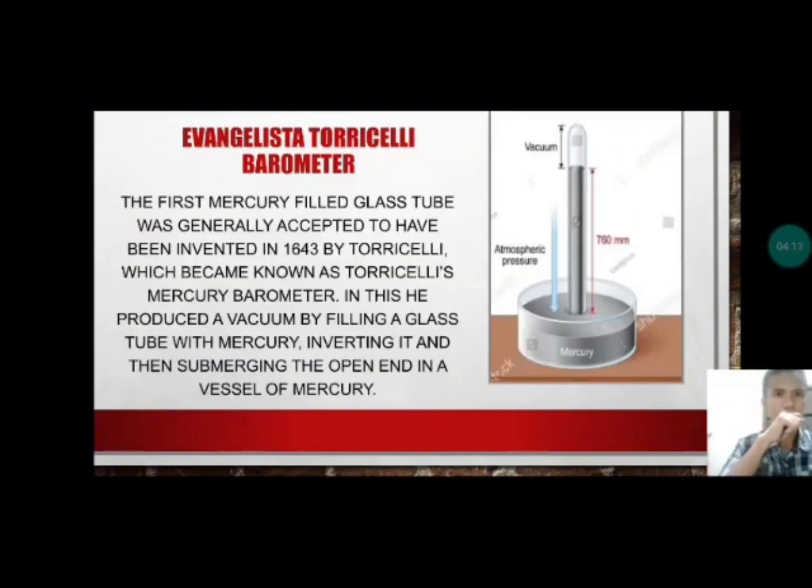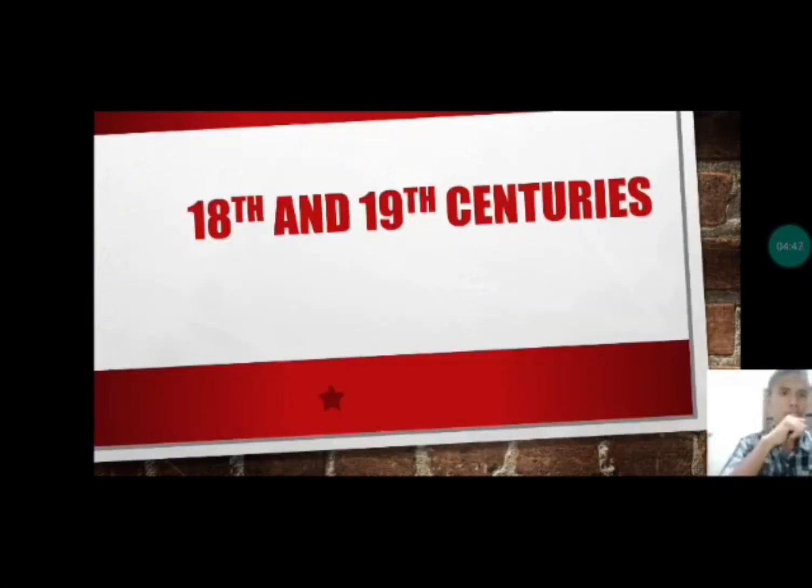This is an example of the Evangelista Torricelli barometer. The first mercury-filled glass tube was originally accepted to have been invented in 1643 by Torricelli, which became known as Torricelli's mercury barometer. In this, he produced a vacuum-filled glass tube with mercury, inverting it and then submerging the open end in a vessel of mercury.